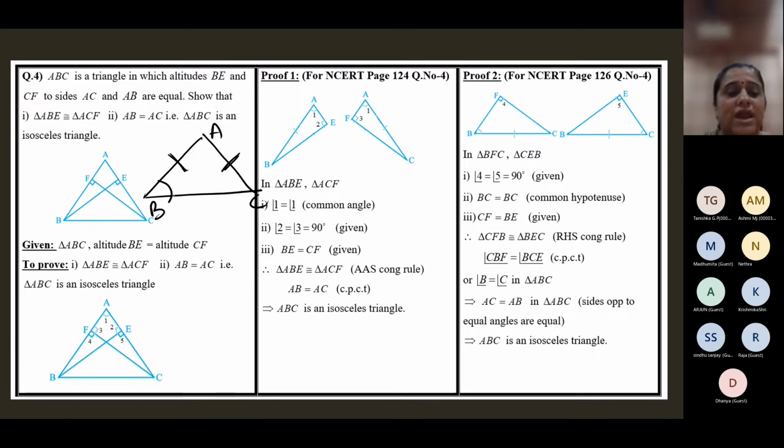Supposing you get this information, angle B is equal to angle C. That also is enough. If you prove that angle B is equal to angle C, then when two angles are equal, the sides opposite them are also equal. That way also you can get AB equal to AC. You may directly get AB equal to AC, or you can also get it through these two angles being equal. If this angle is equal to this angle, then this side is equal to this side.